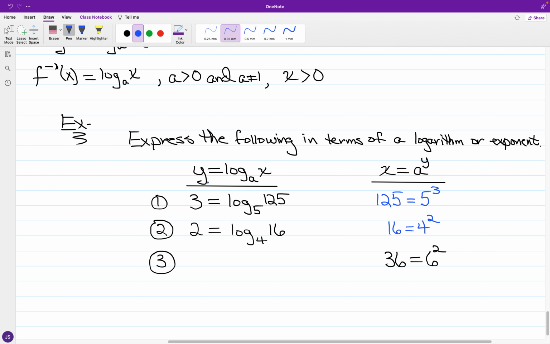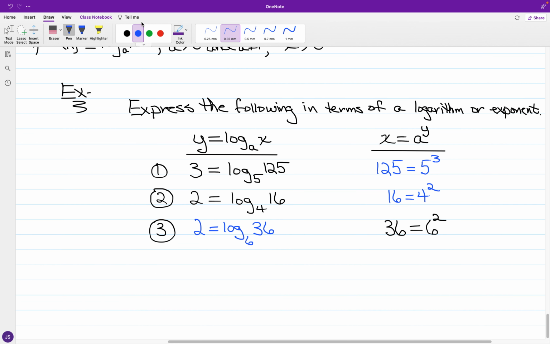Looking at y, the power in the exponential equation, we got 2. And the logarithmic base will be what was the exponential base, which in this case is going to be a at 6. And for x, this is going to be 36. So you have 2 is equal to the base 6 logarithm of 36.